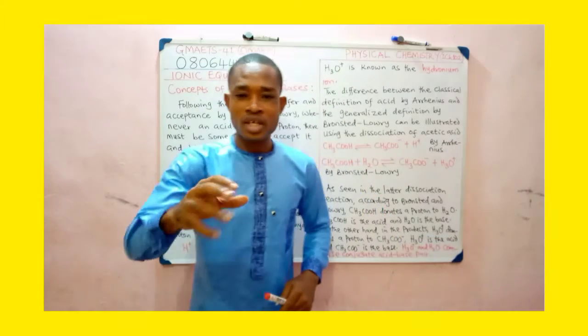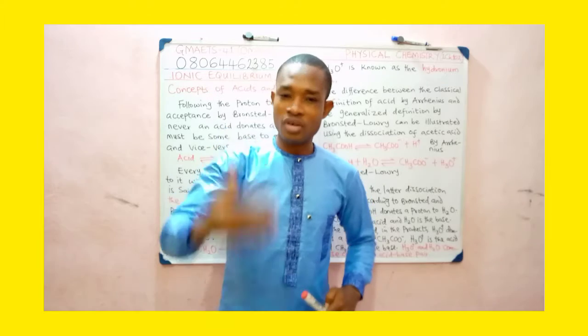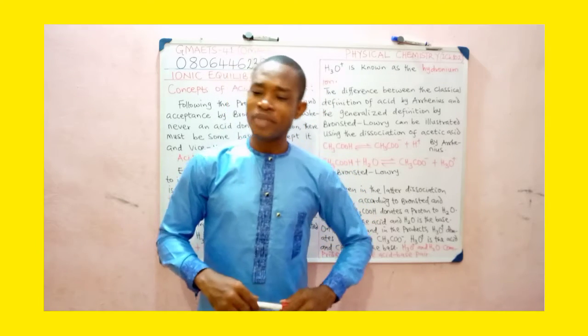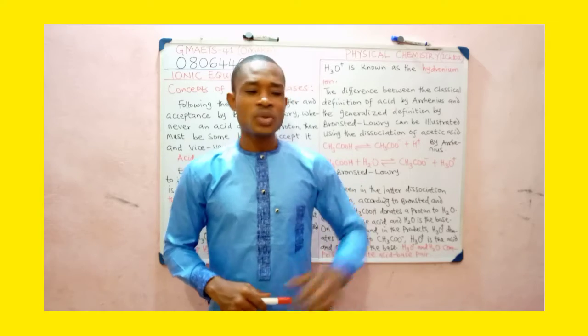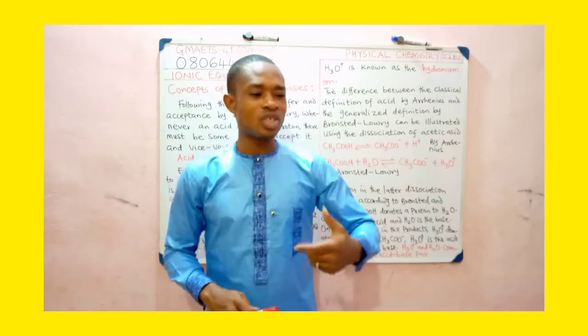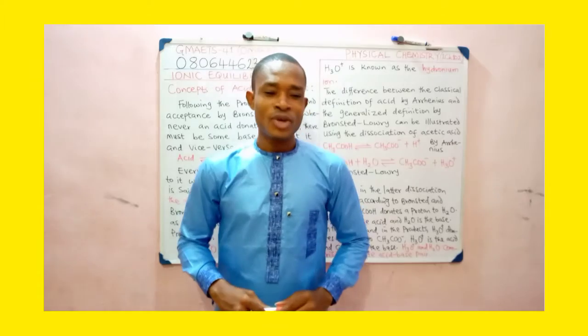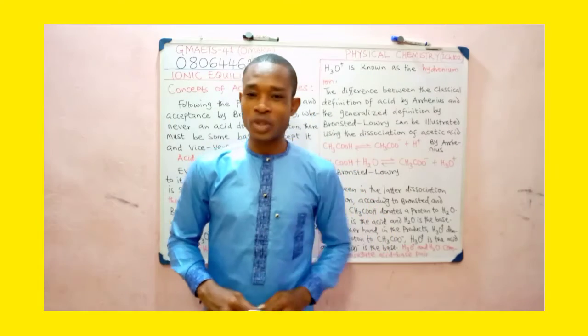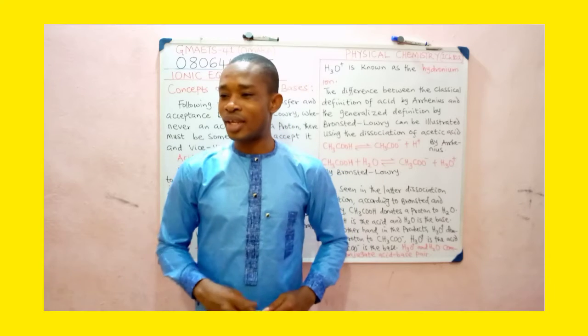Now, Bronsted and Lowry gave a generalized definition to an acid and a base, and from that definition, it was stated that an acid is a substance that donates a proton, while a base is a substance that accepts a proton. So what does that mean?